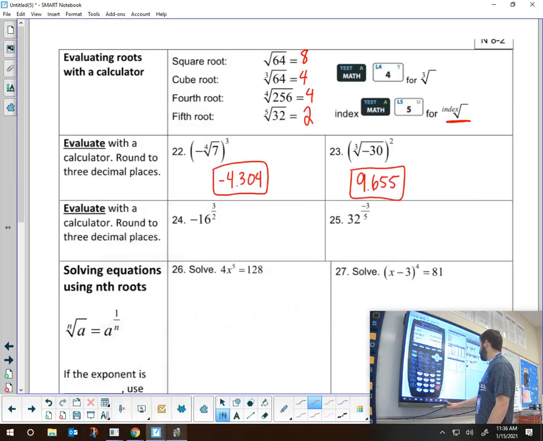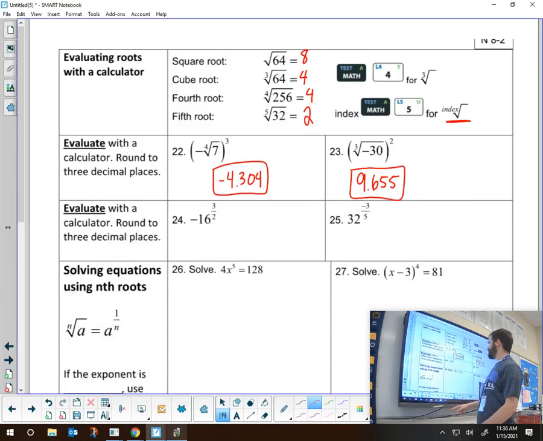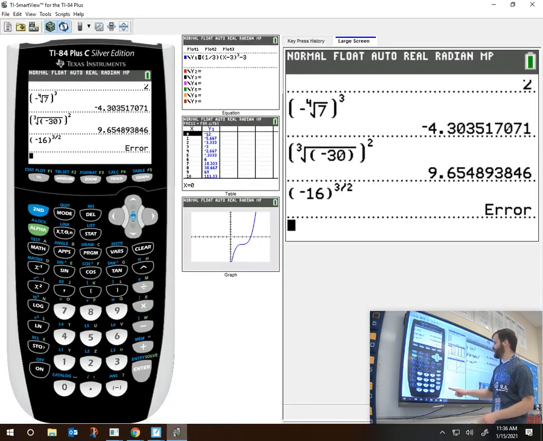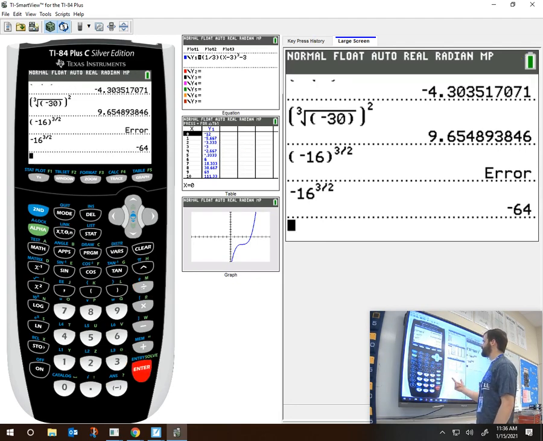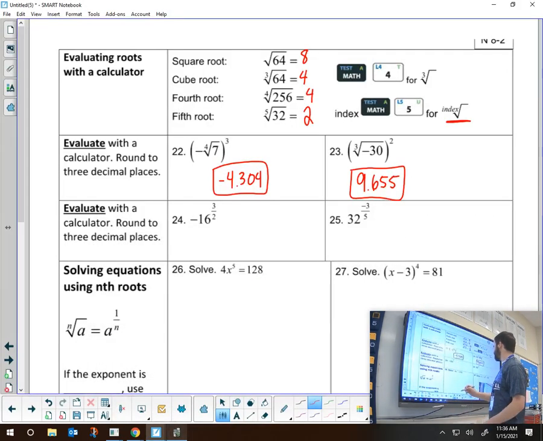an error, no answer, because of that negative. So let's put it in the exact way it's written out without the parentheses. Let's go negative 16 to the power of 3 over 2, and that's going to give us our answer of negative 64.